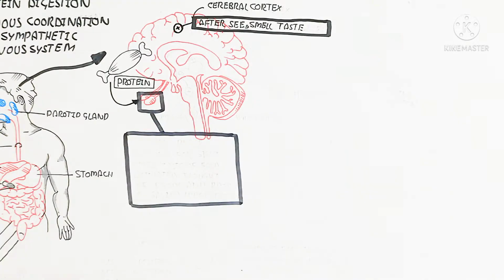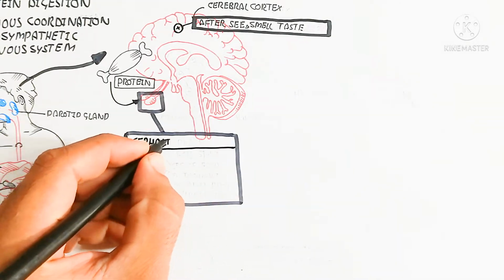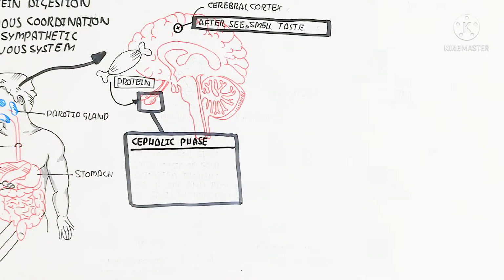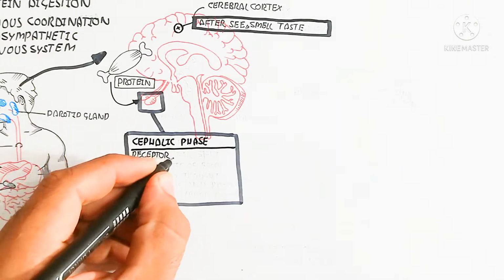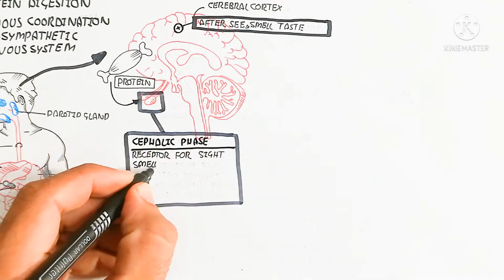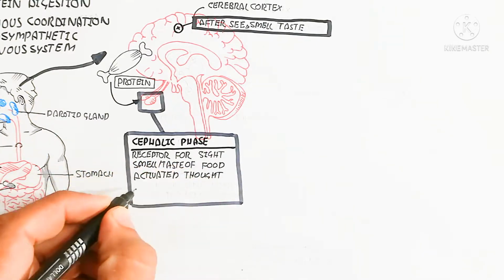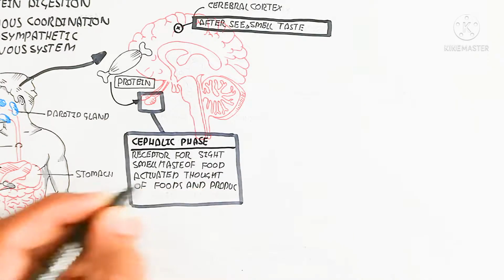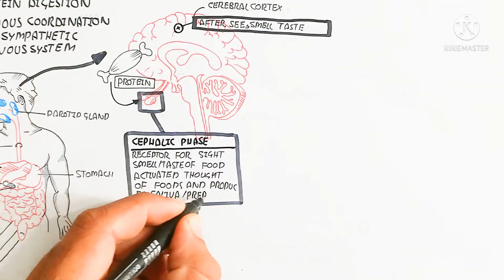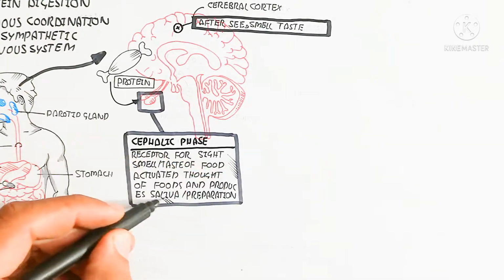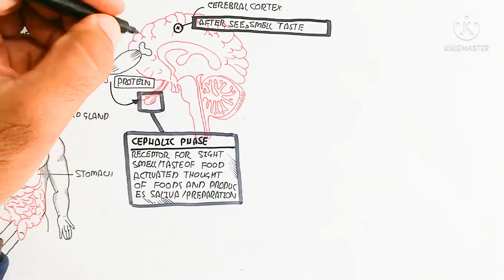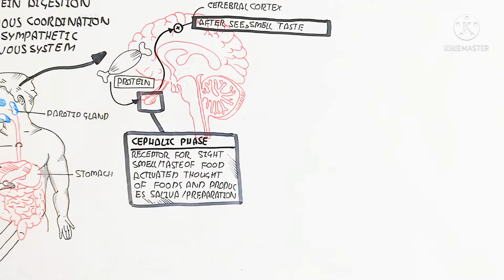So here is the protein, for example, which we will discuss in this video. So the cephalic phase is here. Cephalic phase means the detection through our brain. So that is known as receptor for sight, smell, taste, food, and activated thought of food and produce saliva and preparation for the food ingestion.